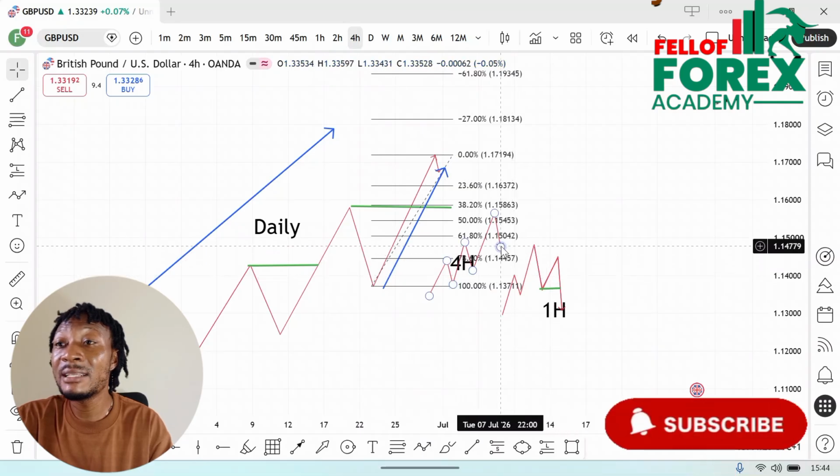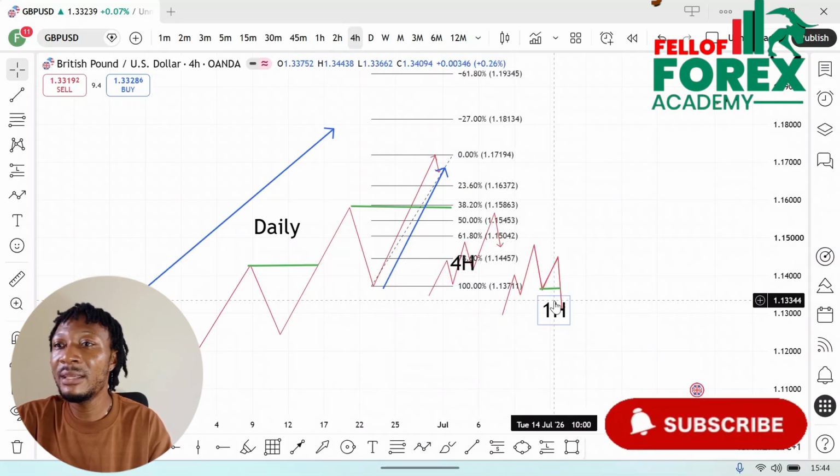Now you see that price has started giving you the pullback, started giving you the retracement, right, on the 1 hour.